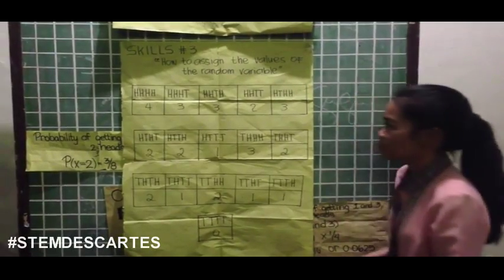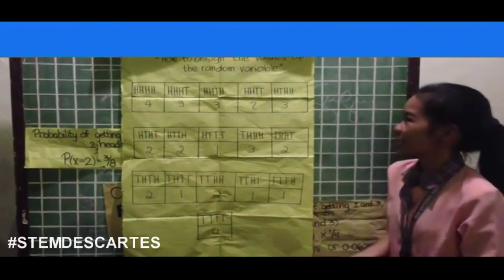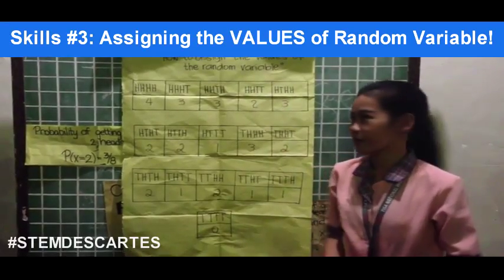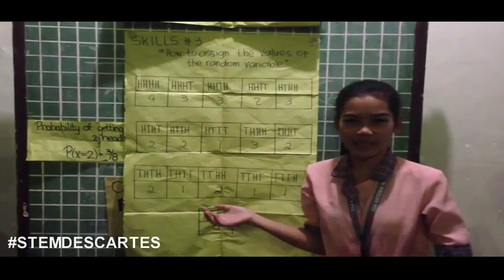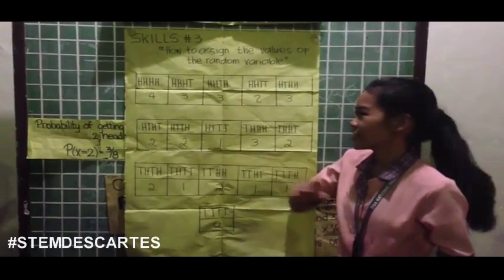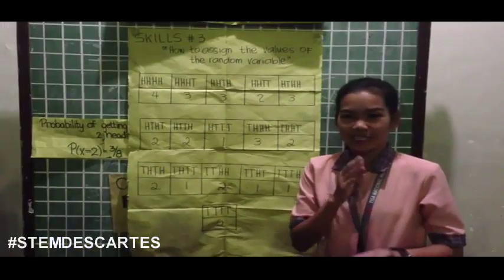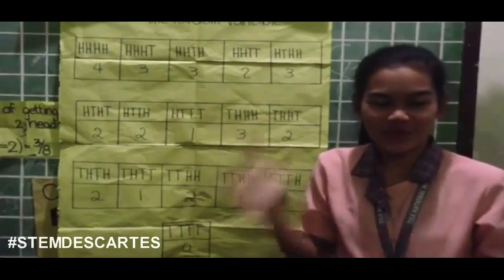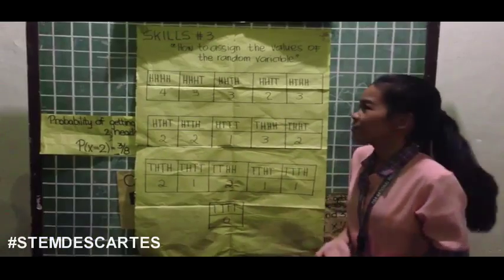After determining the sample space and the discrete and continuous random variables, let us now proceed to skill number 3, which is assigning the values of the random variable. As we can see, there are 16 elements in the sample space, and we will put these elements in a table and determine the number of heads in each element. Why do we need to determine the number of heads? Because the problem asks to find the probability of getting heads.